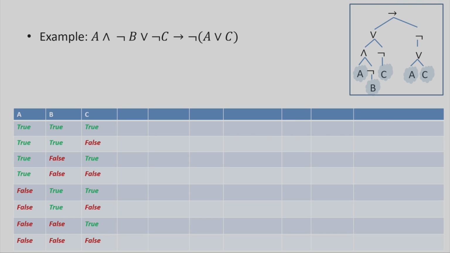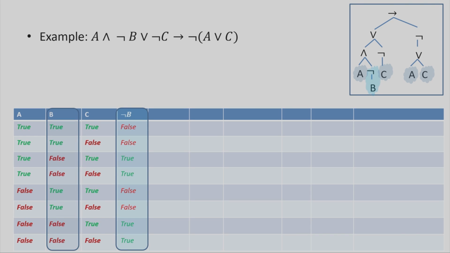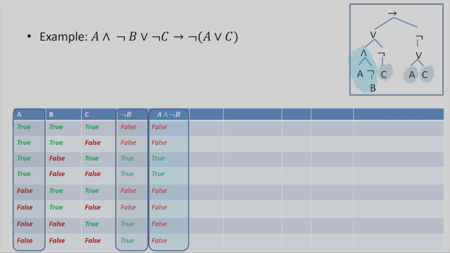Okay, so what is the first thing that we can compute? We could compute not B. It's the leftmost thing in our truth table that we can do. And in order to compute not B, the only thing we need to know is B, and we put the opposite values. Now that we have not B, we can compute the thing above it because we also know the value of A. So A and not B, we could write the corresponding column in the truth table.